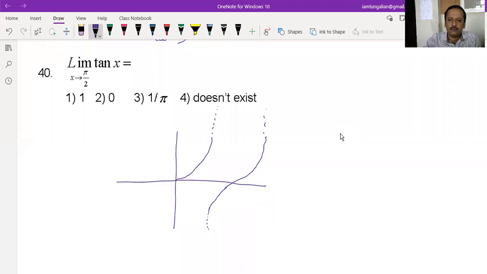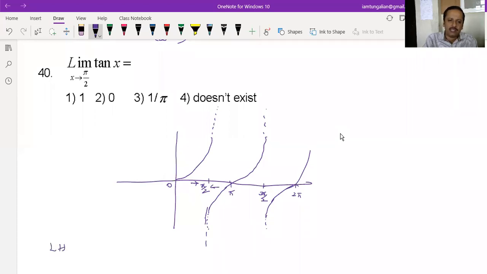This is the graph of tan x. This is 0 here, pi by 2, pi, 3 pi by 2, 2 pi, etc. We are interested in knowing the limit x tends to pi by 2 of tan x. Now we observe the left hand limit. When x approaches pi by 2 from the left side, tan x will tend to plus infinity. When x approaches pi by 2 from the right side, tan x will tend to minus infinity.